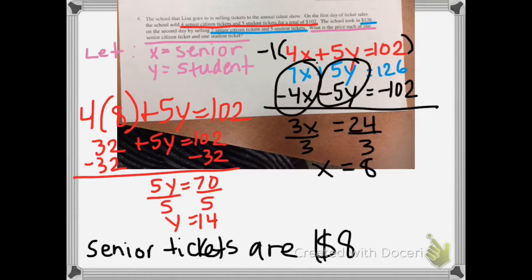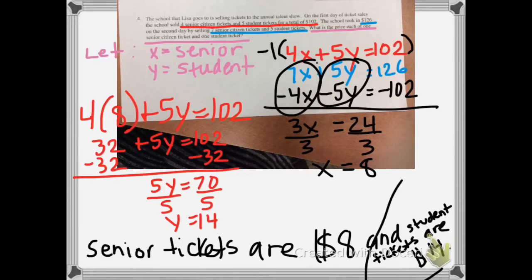I ran out of room a little bit here. So senior tickets are $8 and student tickets are $14. So we've got to have our full sentence there that represents our answer.